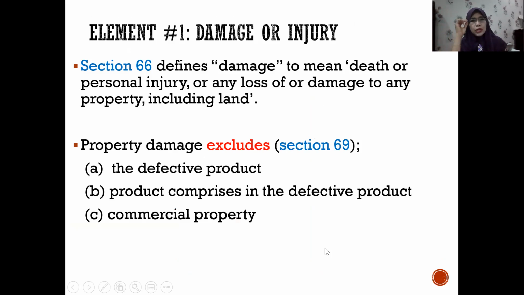For the first element, it is incorporated in section 66. It defines damage to mean death or personal injury or any loss or damage to any property, including land. But there's also an exclusion that comes with it, under section 69. It excludes the defective product itself, so it's not part of the damage. It's not considered as damage or injury. It also excludes the product comprised in the defective product, whatever product is in the defective product. And it excludes commercial property. So it doesn't come under this CPA, basically. That one is covered under other statutes.